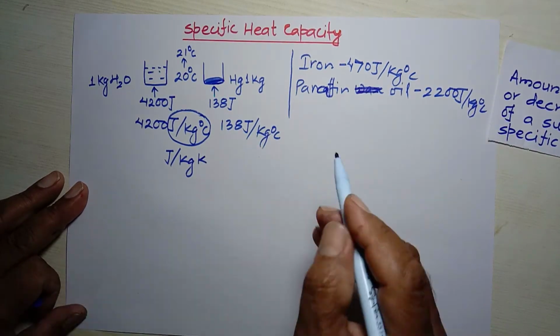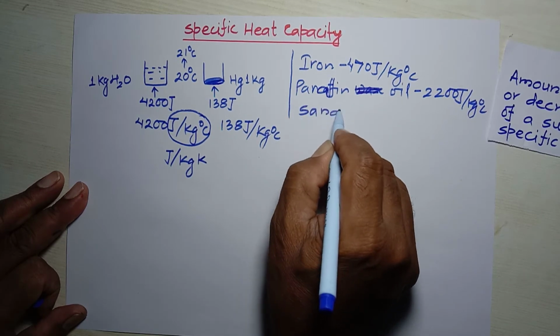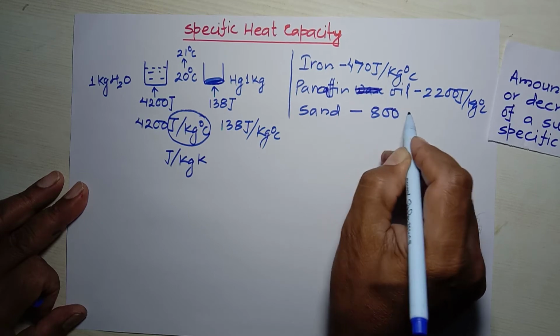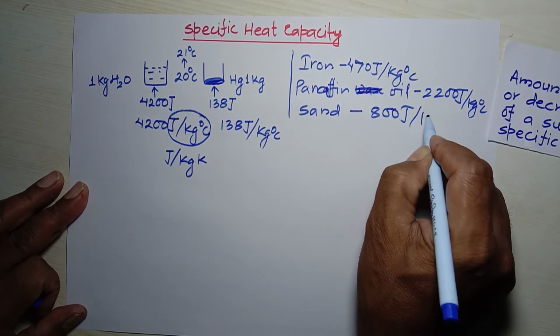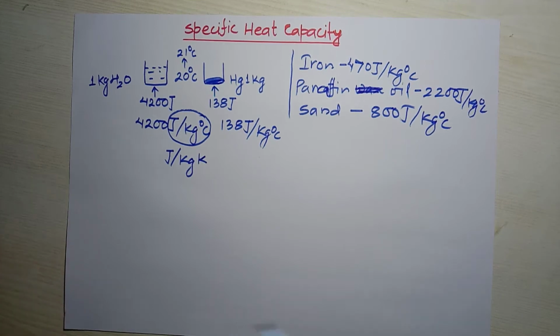Now another one, just for example, sand. Its specific heat capacity is taken as 800 joule per kg degree Celsius. Now, looking at these values, it's very interesting.